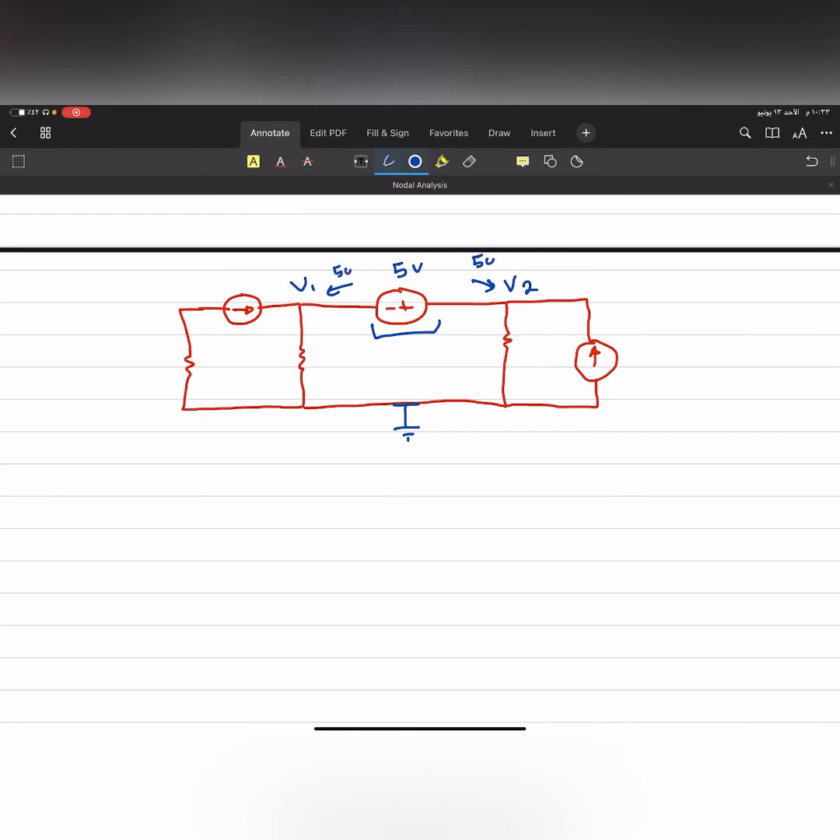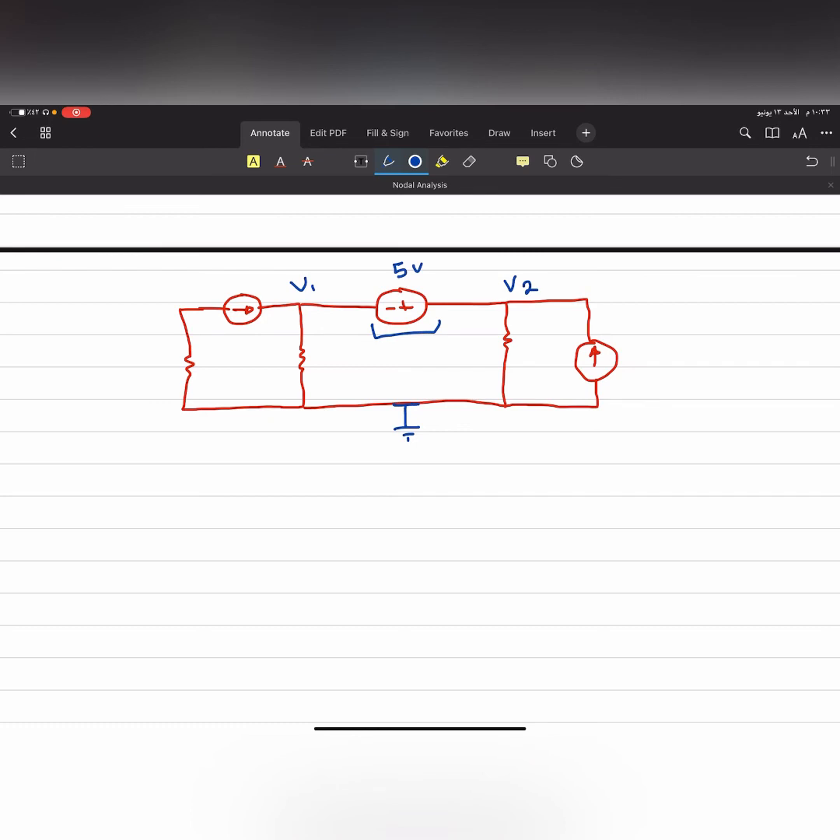You can pause the video now and think of it if you want to. But the actual answer is none of these two is correct. Neither this one is correct, nor this one is correct. None of them will be 5 volts. Actually, this is a supernode. That's what we call a supernode.